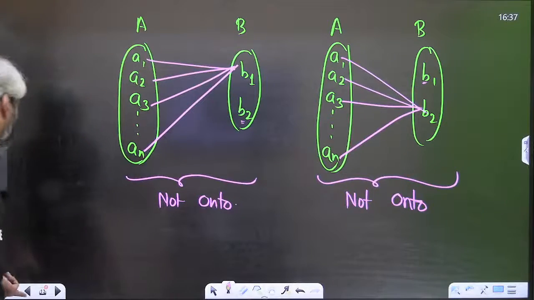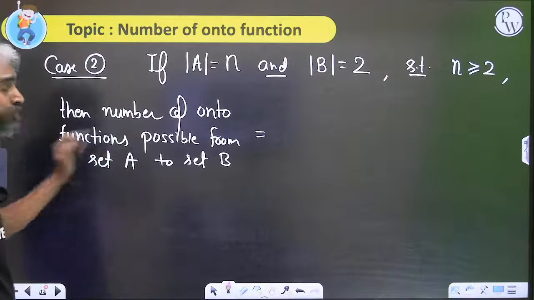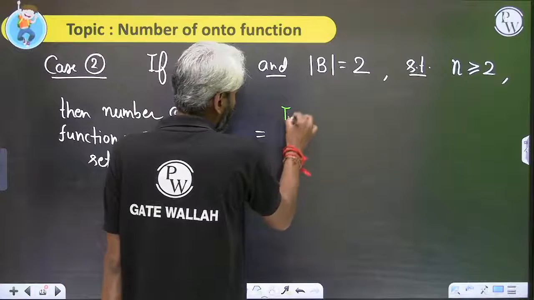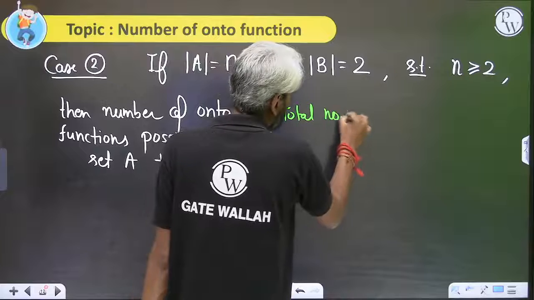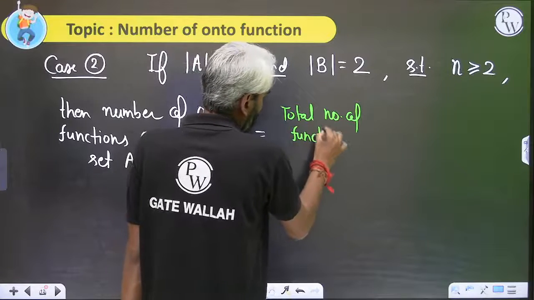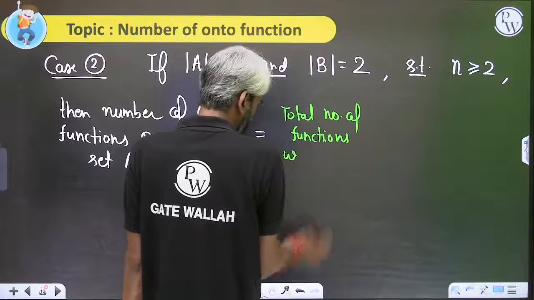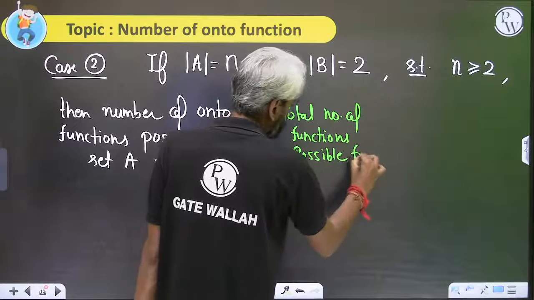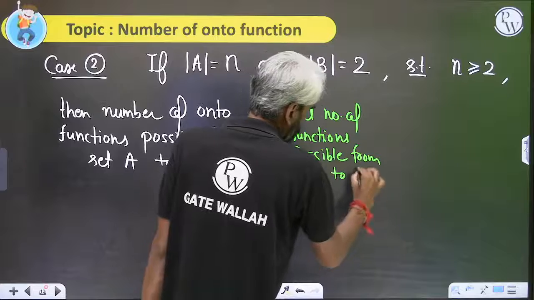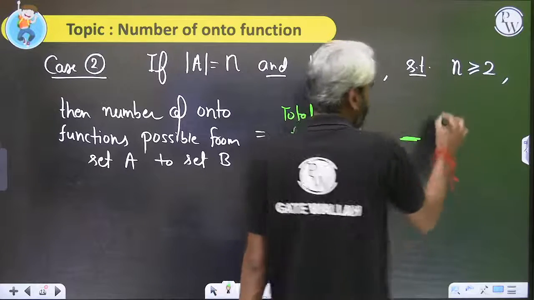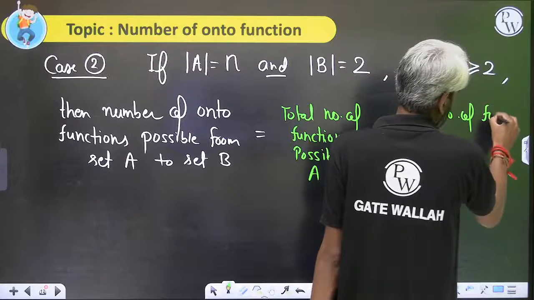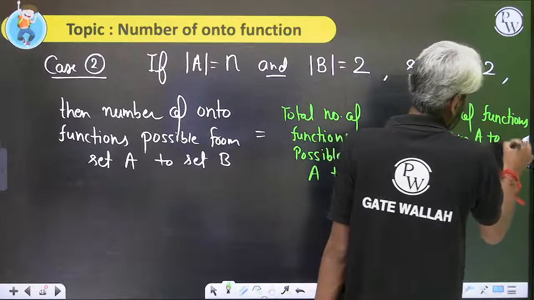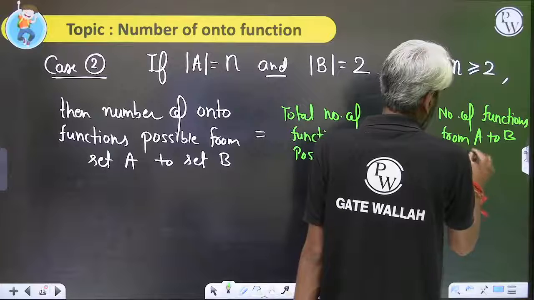So the simple idea is, how do we calculate the number of onto functions possible from set A to set B? The number of onto functions possible from set A to set B will be the total number of functions possible from A to B, minus the number of functions from A to B which are not onto.